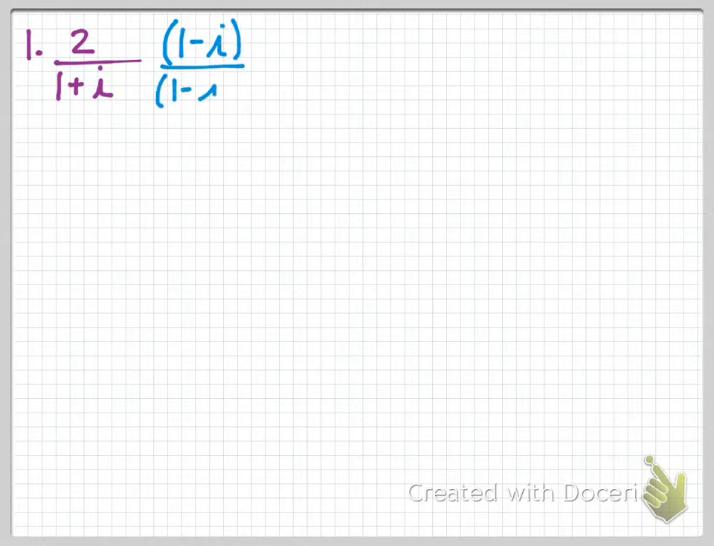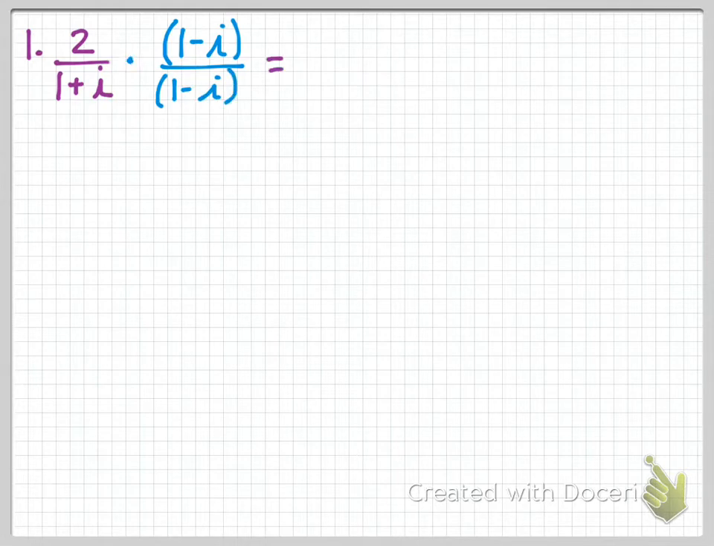Example 1. 2 divided by 1 plus i. So just like we can't leave a radical in the denominator of a fraction, we can't leave an imaginary number in the denominator of a fraction. So we'll multiply both the top and bottom by the conjugate. So in this case, the conjugate is 1 minus i. So we multiply the top by 1 minus i and the bottom by 1 minus i.